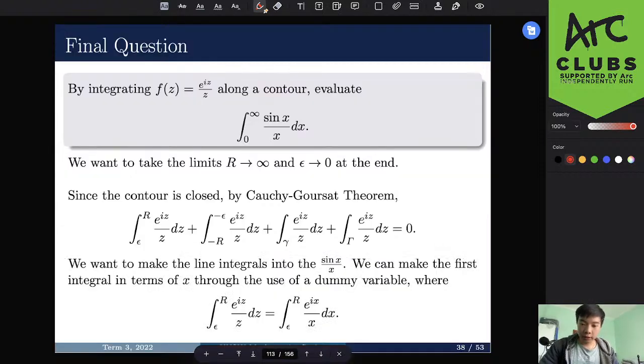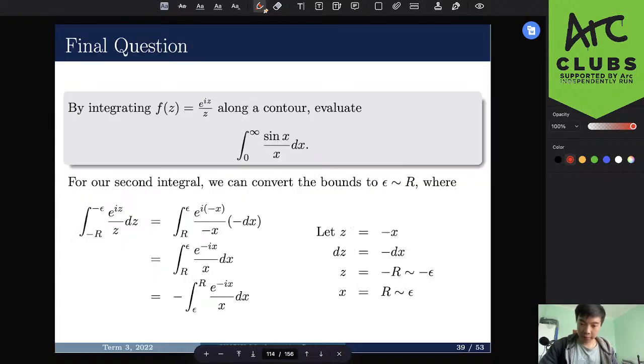And what we're going to do is use these last two integrals because we know that they range from epsilon to r, which is going to be 0 to infinity later, and we're going to transform them to become our sine x on x. So of course we want those to be in terms of x, so the first thing we do is use a dummy variable. For this first integral, we just replace all z's with x's, and the reason this works is that we are integrating with bounds, so the integral is dependent on the bounds rather than the actual letter that we integrate with.